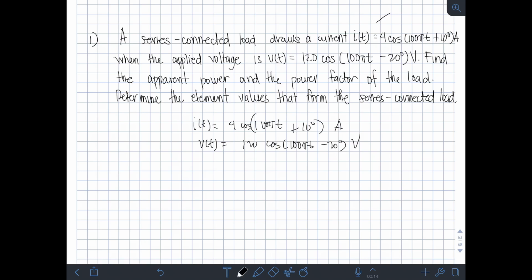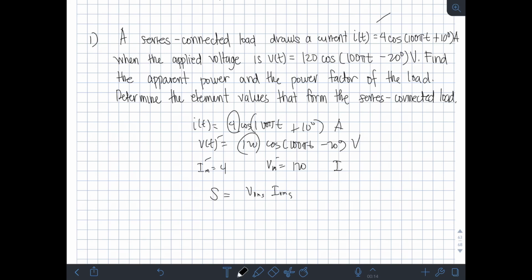Okay? So, mapapansin nyo, nasa time domain representation tayo. So, ibig sabihin nitong 4, sa current, siya yung peak current natin. So, Im equals 4. Tapos, sa voltage, itong 120, siya yung peak voltage natin na 120 volts. Okay? So, meron tayong formula kanina, right? Na yung apparent power is equal to Vrms times Irms. Kaso, yung given natin is I peak tsaka V peak.